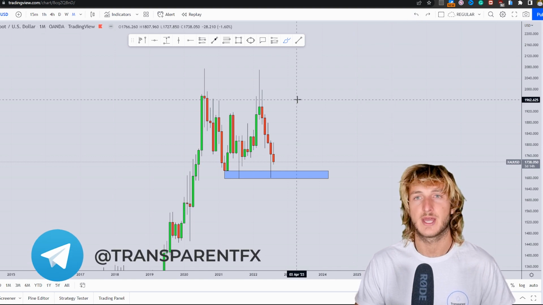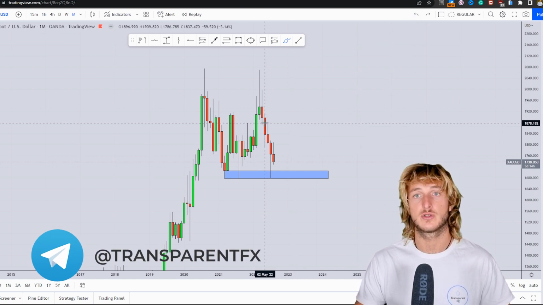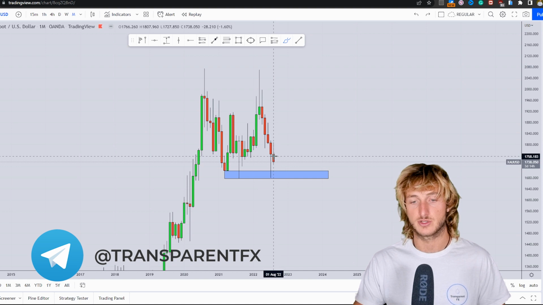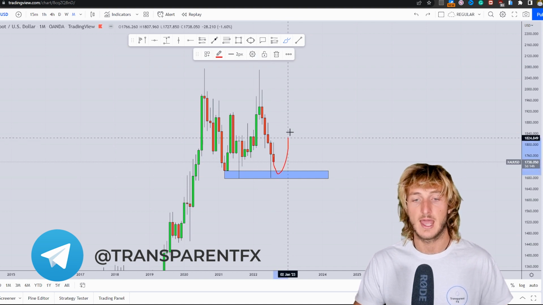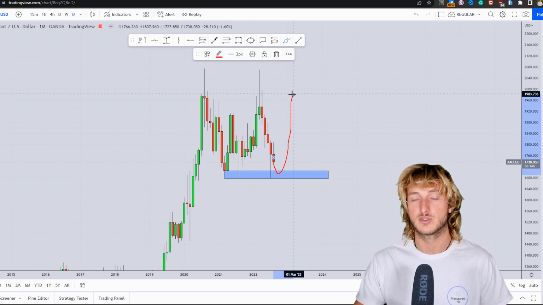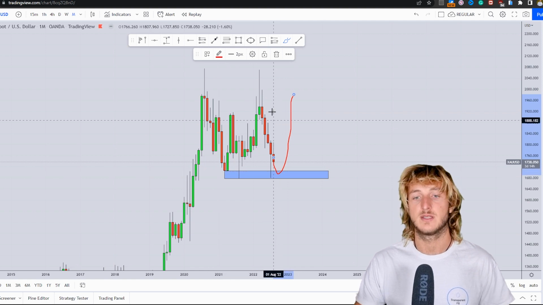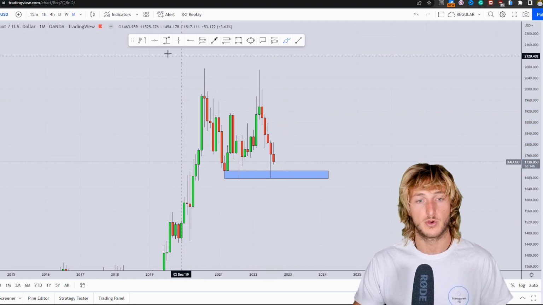So what we could expect in a situation like this is short-term bearish price action for the market to fill in this wick, and then longer term bullish price action rejecting the monthly demand and support.